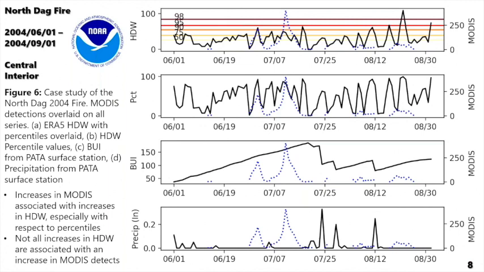However, just because there's an increase in hot, dry, windy does not mean that there's going to be an increase in MODIS detections. You can see how it spikes all over the place, regardless of if the fire is growing or not. And this really highlights the importance of context when looking at this information.